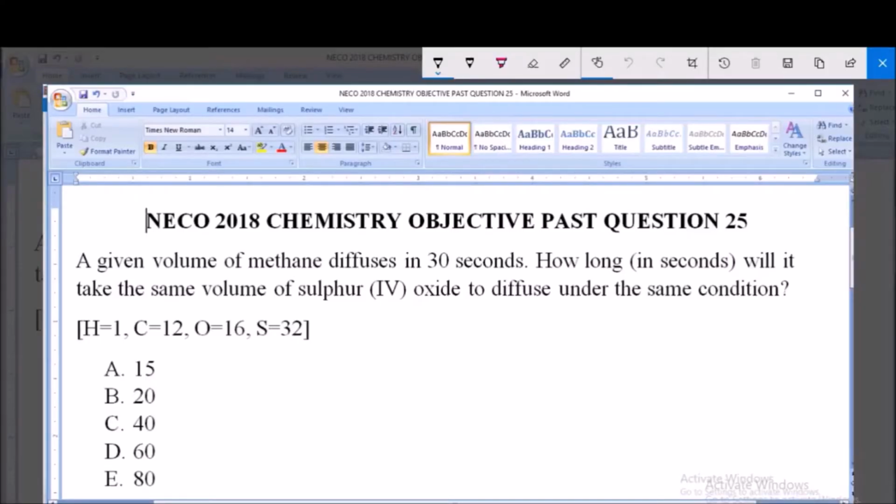Hello, good day and welcome. I will be answering NECO 2018 Chemistry Objective Past Question 25. A given volume of methane diffuses in 30 seconds. How long in seconds will it take the same volume of sulfur IV oxide to diffuse under the same condition? Given that the mass of hydrogen is 1, that of carbon is 12, oxygen is 16, and sulfur is 32.